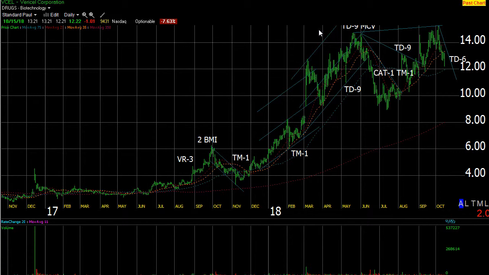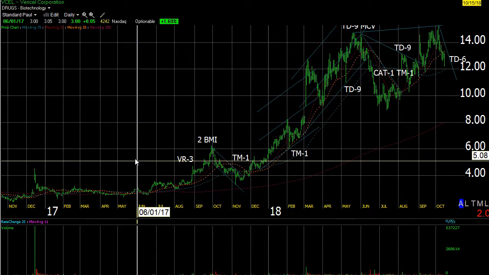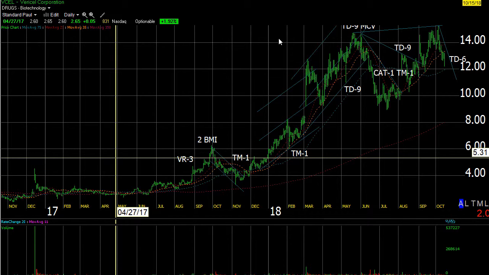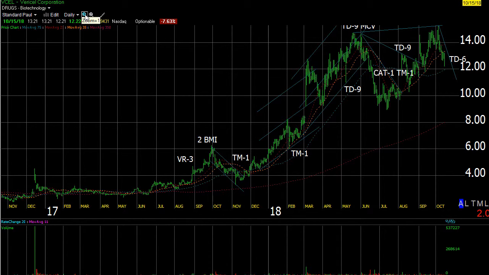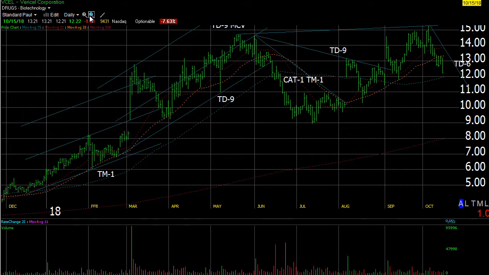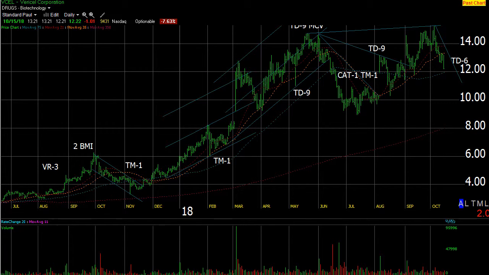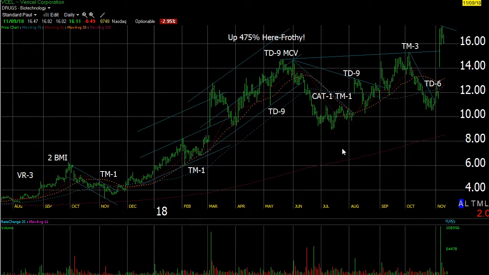Right there, you've got a mid-channel violation. And so at this point, it's up close to 600% or so. So it's going to need to rest. And that's what happened right there. Pullback in the cup. It's up 475%. It's pretty frothy.